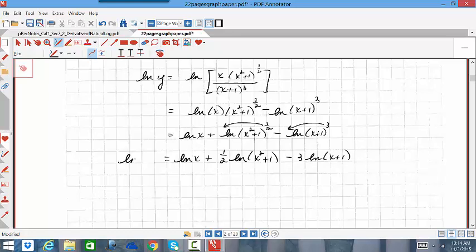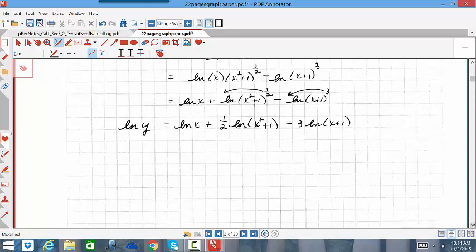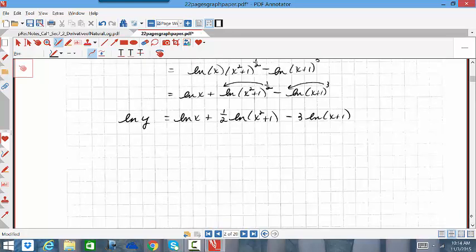Okay, and the left-hand side is natural log of y. Notice we have not taken the derivative yet. We have just rewritten this so that it will be easier now to take the derivative. So now I take the derivative. So the derivative of the natural log of y is 1 over y, y prime.